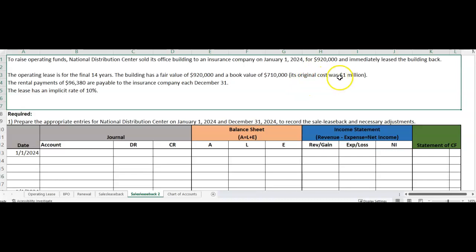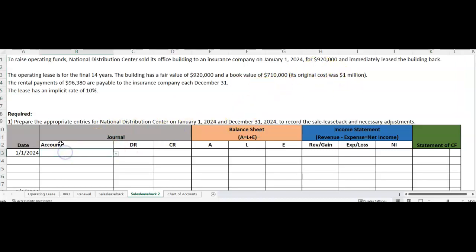Remember, they paid $1 million, and it has a book value of $710,000, so they have depreciated this asset, because the asset would have been purchased at $1 million, then we would have depreciated it for however long we've owned it. I don't know how long we have had it, so it doesn't really matter. But we do need to record the sale. So what happens when we record the sale? Well, first off, we're going to receive cash equal to the $920,000. That's what we sold it to them for.